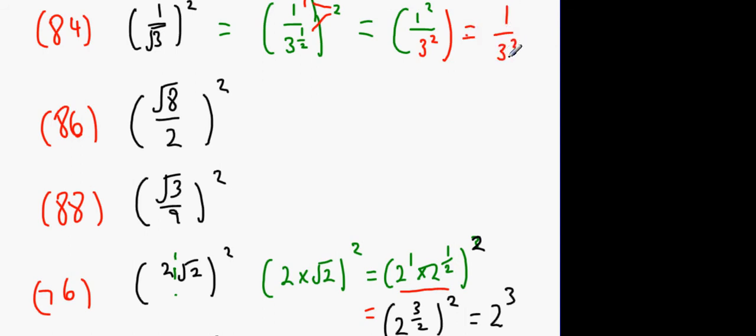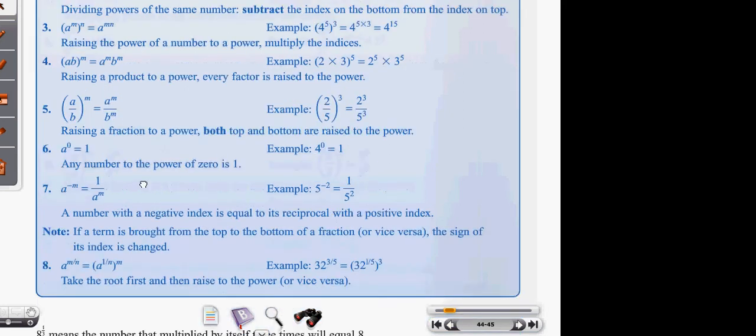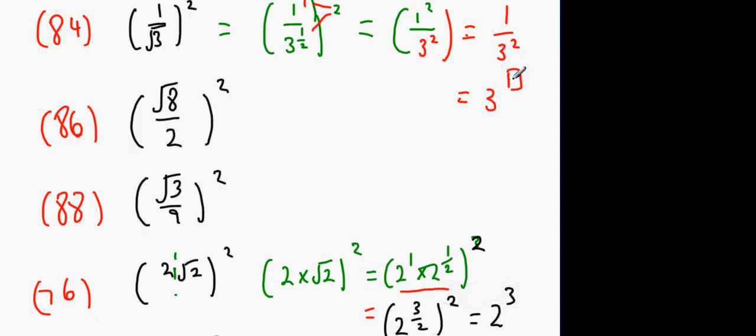Now we have to get rid of a fraction that has no brackets and turn it into 3 to the power of something. So we go back to our rules again, and we need 1 on top and an index on the bottom. I go to rule number 7. 1 over a number to the power. All I've got to do is bring the a to the top and change the sign. So all I've got to do here is say it's 3 to the power of minus 2. Okay, next question.